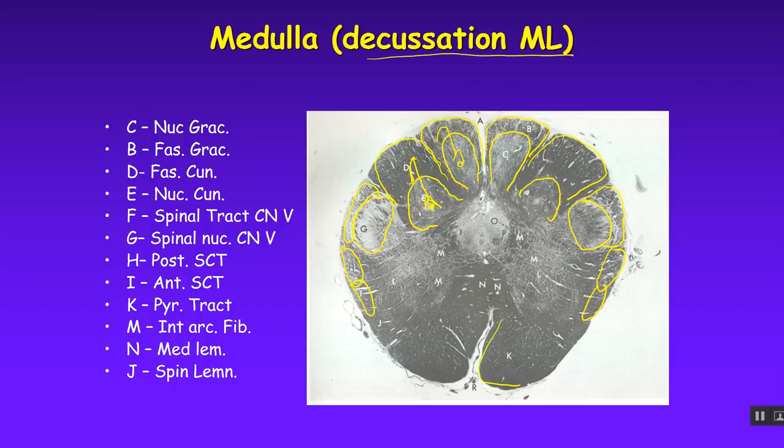Okay, this is our pyramids right here, pyramidal tract. So that's our motor corticospinal tracts coming down through the front of the medulla.